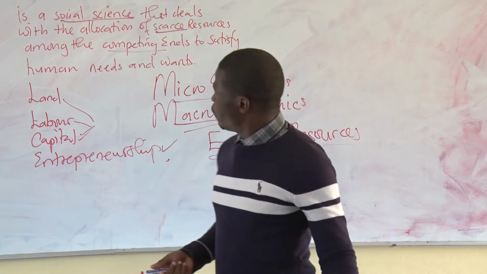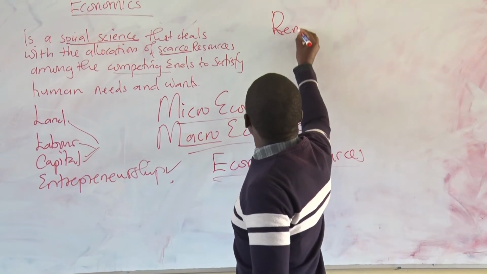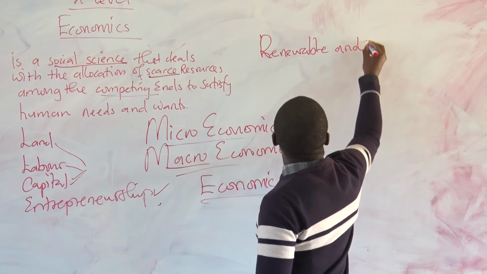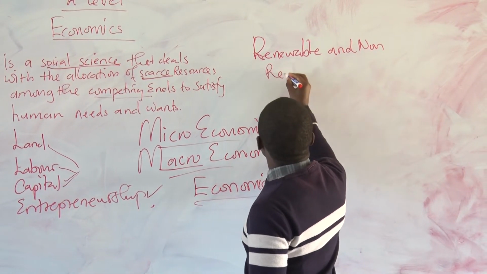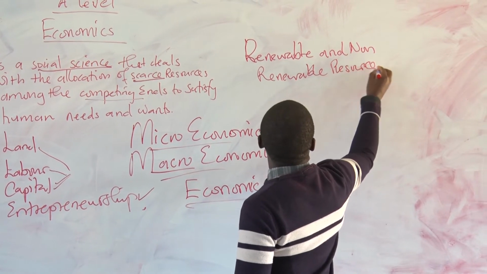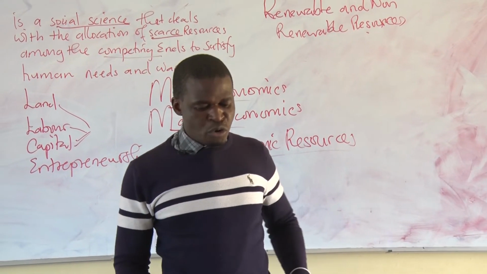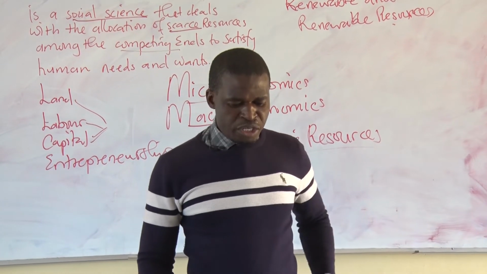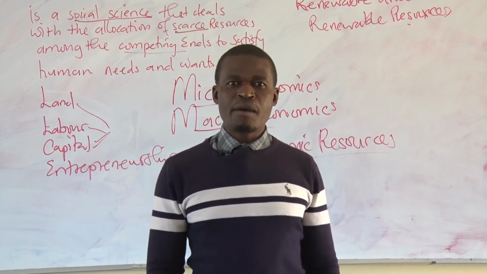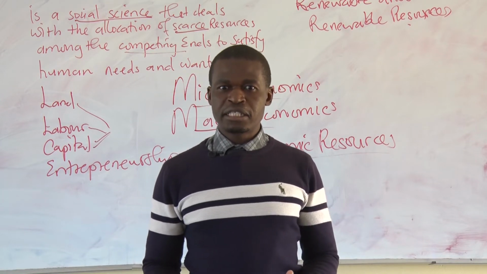From the factors of production, we go on to what are known as renewable and non-renewable resources. Renewable resources are resources which are continuously consumed but are renewed by nature constantly. They are not used up. Examples of renewable resources are solar energy, hydroelectricity, and biofuel.